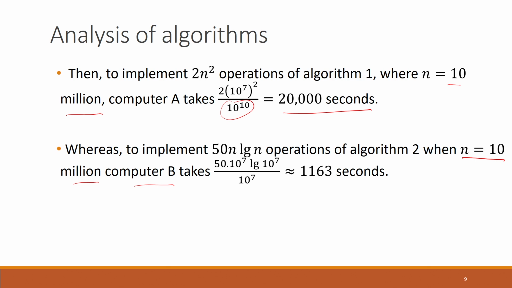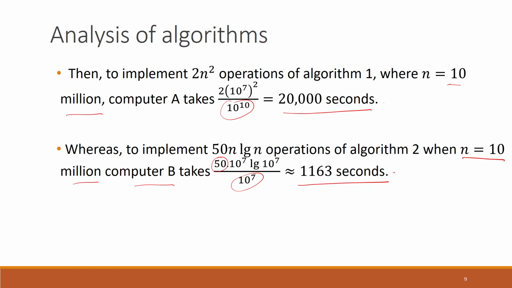So, in order to determine that, we have C2 n log n where C2 is 50 here. n log n we calculate by putting n equal to 10 to the power 7 divided by, since computer B takes 10 million operations per second, so it is getting divided by 10 to the power 7. So, this is approximately taking around 1163 seconds.